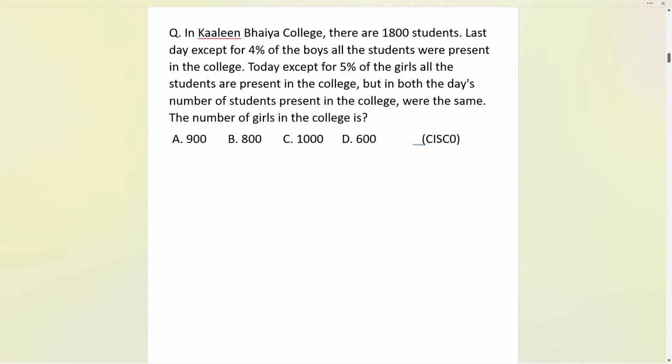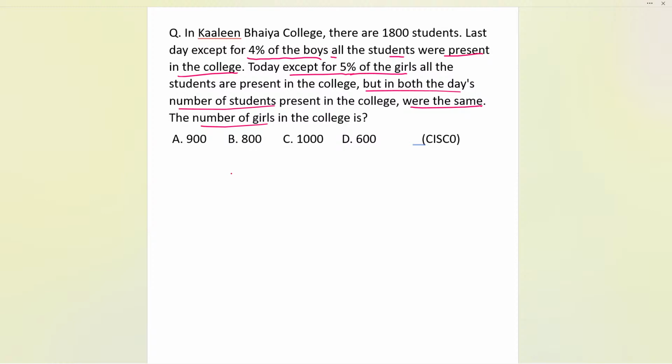The overall number of students is 1800. Last day, except 4% of boys, all the students were present in the college. Today, except 5% of girls, all the students were present. So two conditions are given: 4% boys not present, the rest present, and 5% girls not present, the rest present. It says that the number of students present in the college was the same in both cases. We need to find the number of girls.